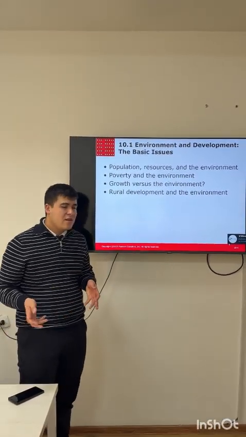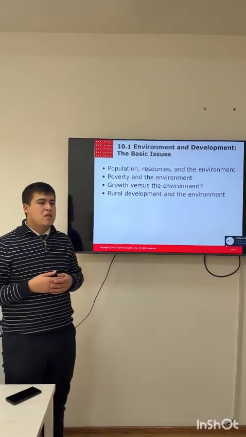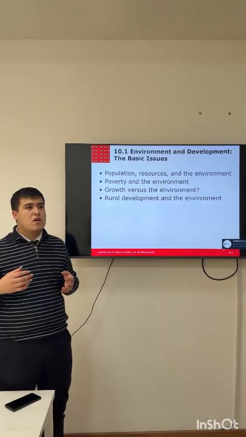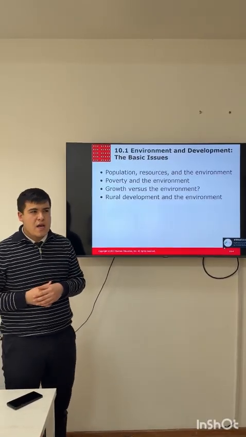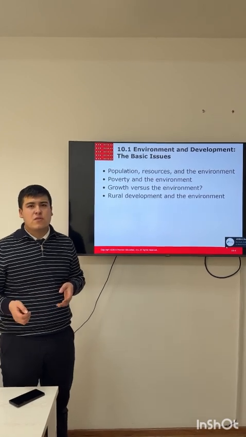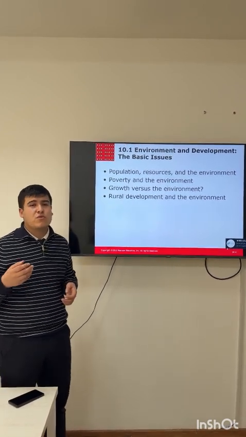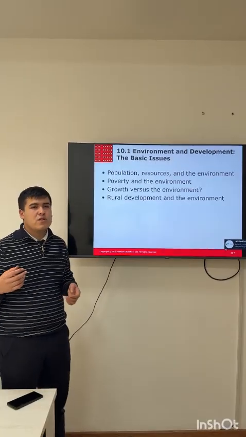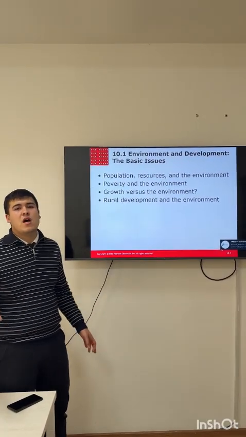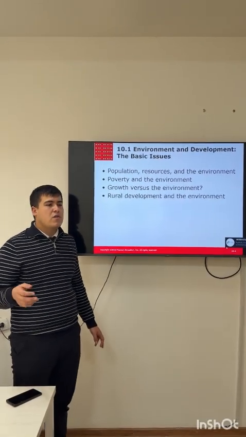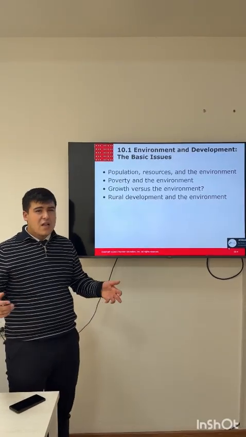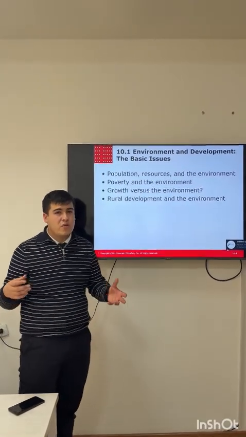And poverty and the environment. You know, poor people damage the environment more than rich people, because for living they cut trees for fire. They need to cook food and drink water, and it will be very harmful for the environment. And for planting things they cut many trees in the forest.